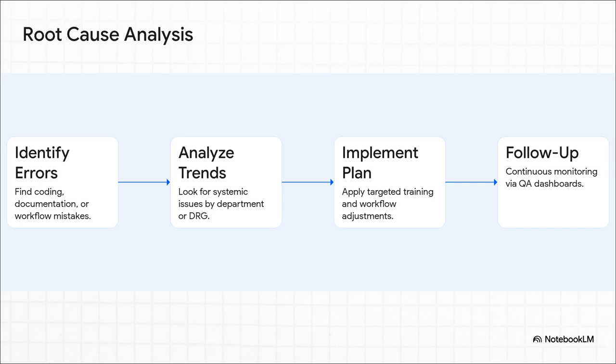But here's the thing, just finding an error isn't enough. You have to fix the system, and you do that through root cause analysis and remediation. It breaks down into 4 steps. Step 1, identify errors. Is it a coding mistake, a documentation gap, or maybe a broken workflow? Step 2, analyze trends. Are we seeing systemic issues with a specific DRG or a specific provider? For instance, if your physician query agreement rates are consistently hovering over 90%, that's actually a massive red flag that your queries might be leading. Step 3, implement a remediation plan. This could be targeted training or specific workflow adjustments. And Step 4, follow up on monitoring via continuous dashboard tracking.